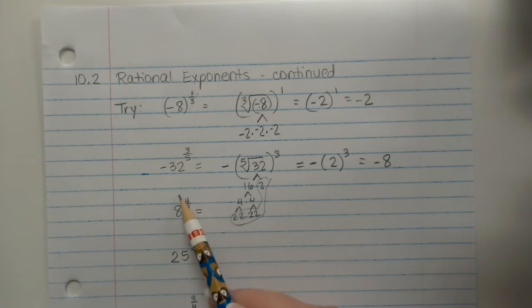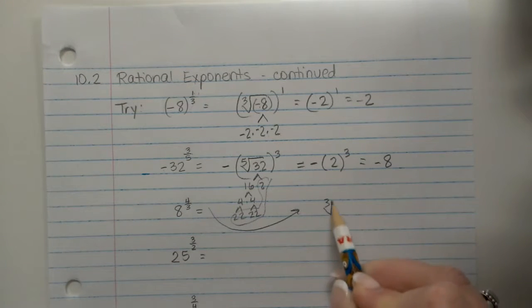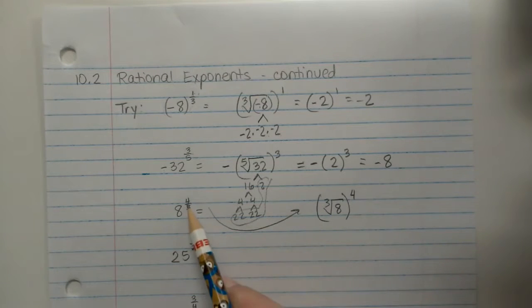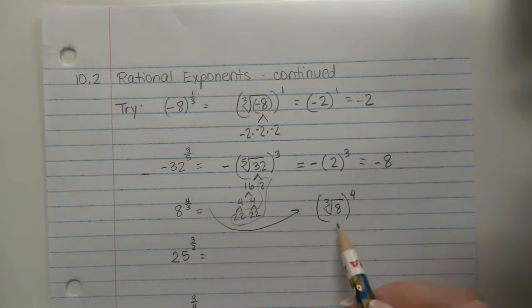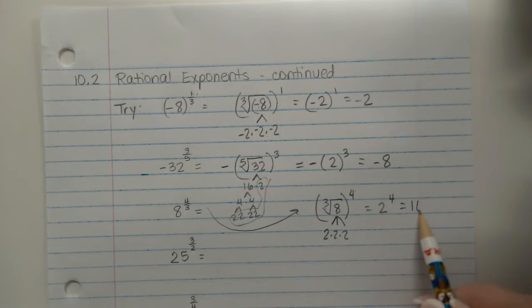All right, so I'm going to work this problem a little bit over here. Okay, so the cube root of 8, I'm going to do that part first and then raise it to the 4th power, because the top number is the power and the bottom number is the root. So we already know that 8 can be divided as 2 times 2 times 2. So the cube root of 8 is 2, and to the 4th power means 2 times 2 times 2 times 2, and that becomes 16.